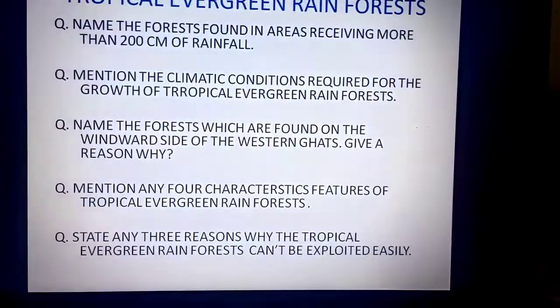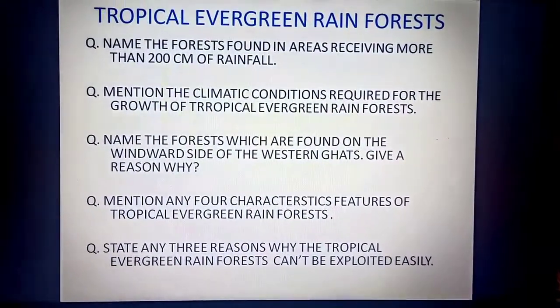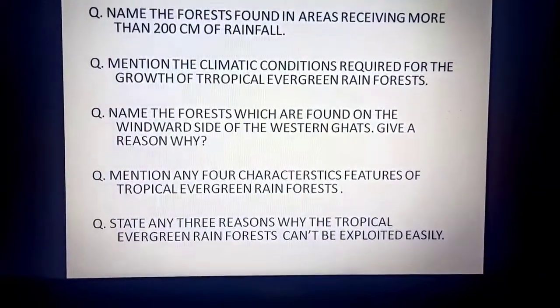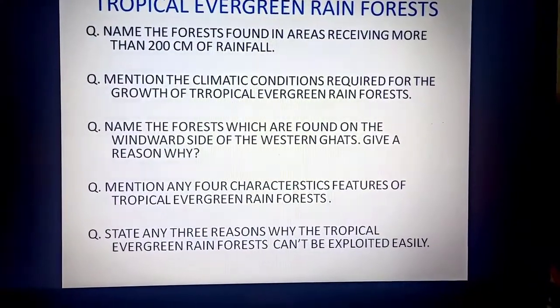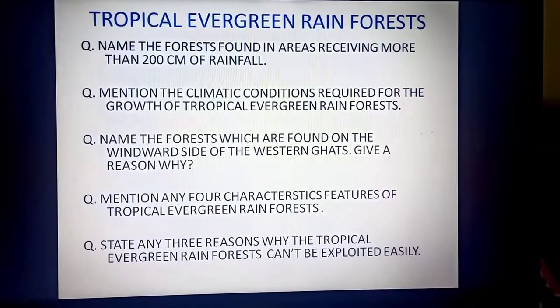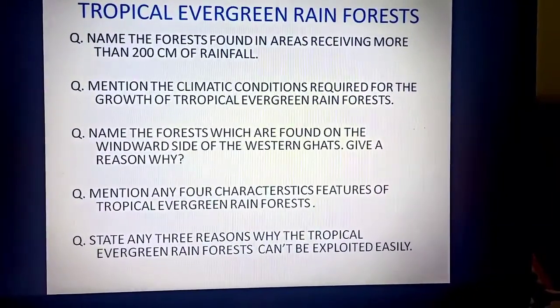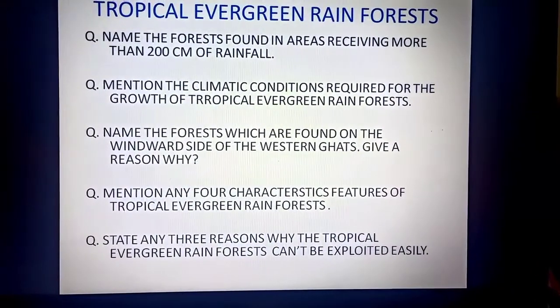Now children, I have given some questions related to the tropical evergreen rainforest. First you read the portion of tropical rainforest from the book, and then you try to find out these answers.